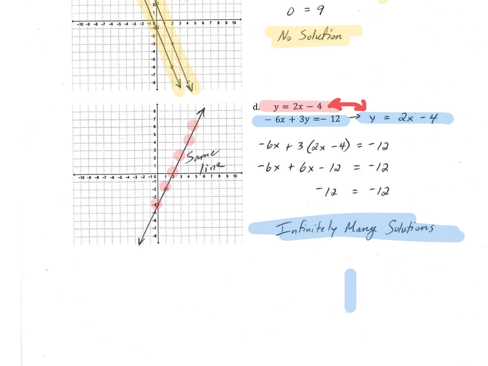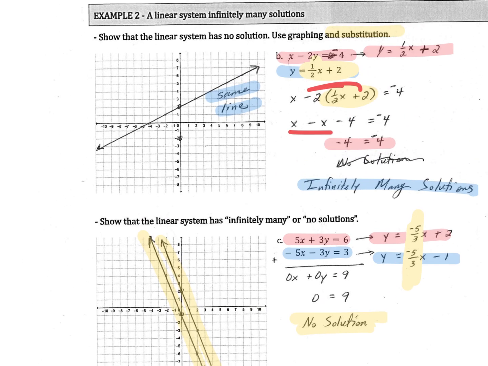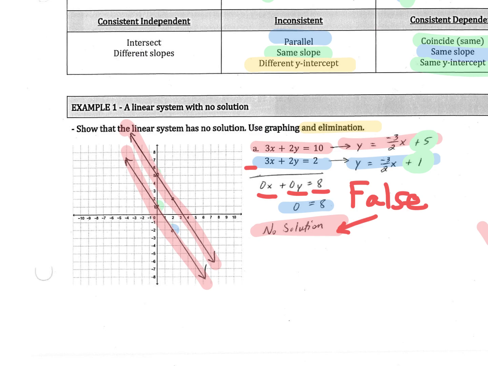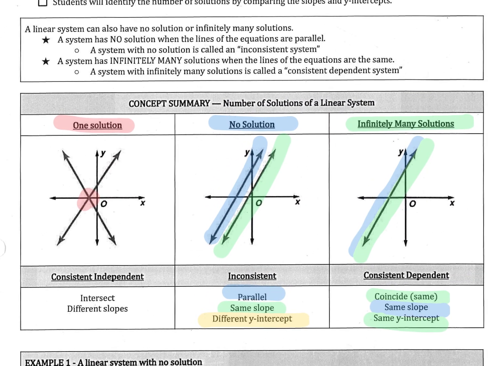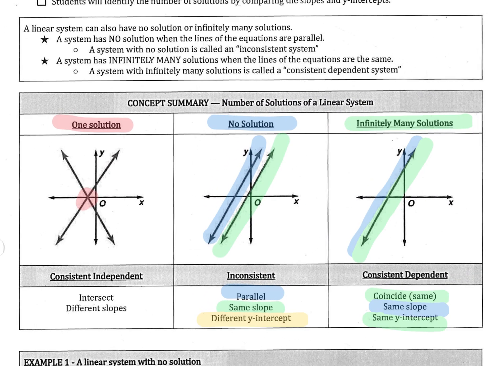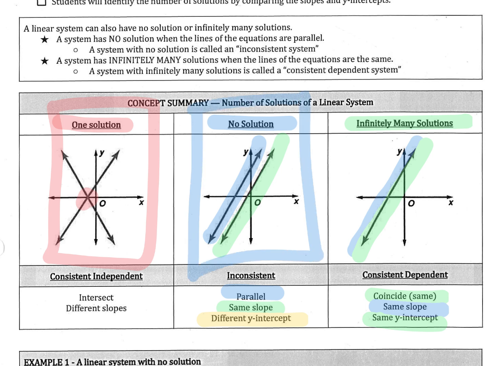So again, to recap, we talked about the 3 types of solutions. One solution, lines cross once. No solutions, the lines never cross. Infinite solutions, it's the same line. 3 types of solutions.